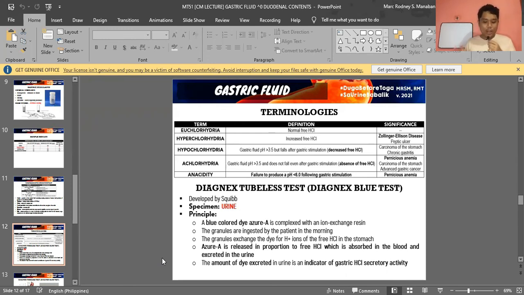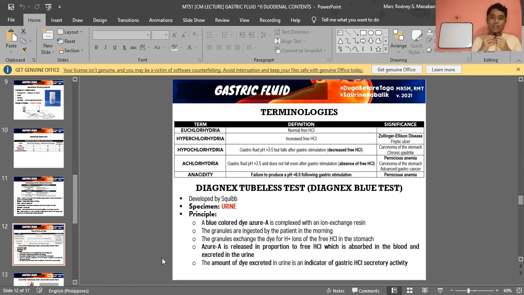Again, blue dye, Azure A, which is an ion exchange resin. Your granules contain the dye and the ion exchange resin, and when they see the H+ ions, they take the H+ ions and let go of Azure A. So the more H+ ions, the more Azure A is released. So more Azure A is reabsorbed back into the blood and appears in the kidney. Therefore, the more Azure A found in your urine, the more H+ ions in your gastric fluid, and the more HCl you have.